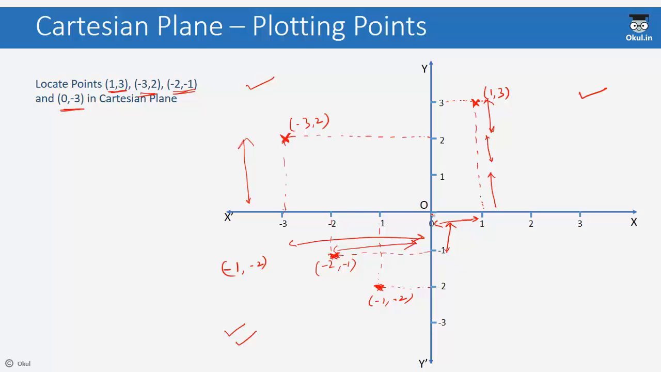Here, since the x-coordinate or the abscissa is 0, we don't have to move anywhere along the x-axis. The y-coordinate is -3, so we have to move a distance of 3 units along the negative y-axis. So this is the position of the point (0, -3).